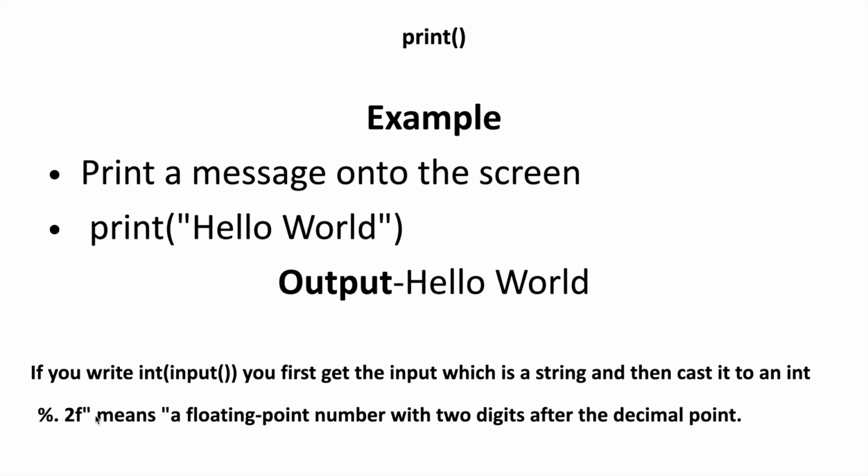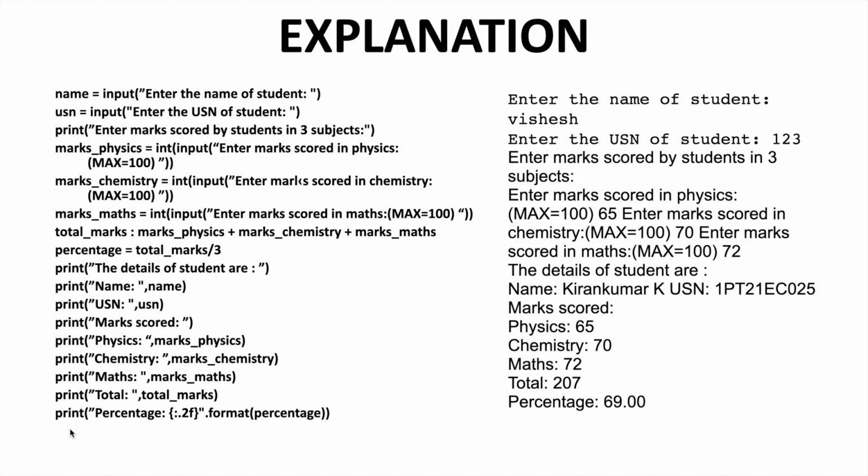Also, in this program I used %.2f. %.2f is a format specifier. My answer will be in floating point. The 2 means after the decimal point. Float means it will allow floating point, right? After the decimal point, how many digits should be there here? 2 digits. After the decimal point, 2 digits will be there. That's why it's 2f. Now I will explain the program.